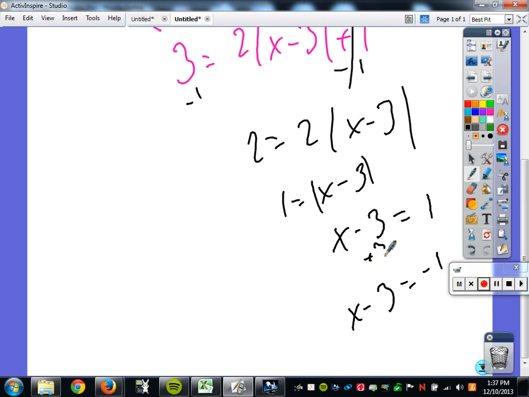I add the 3. Plus 3. x equals 4. Wasn't that what we had earlier? Was x equals 4? And then add the 3. You want me to go up? Is that what you're saying?